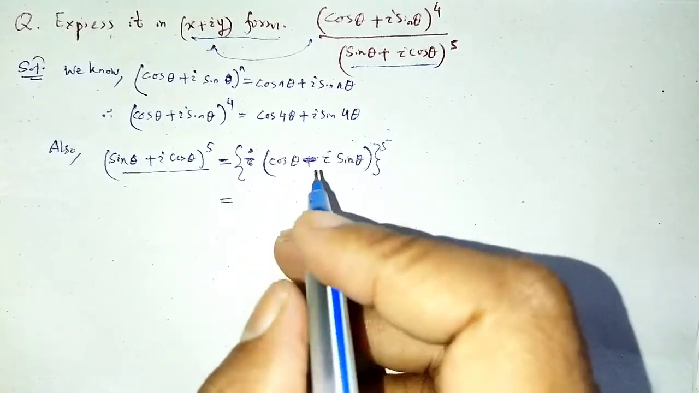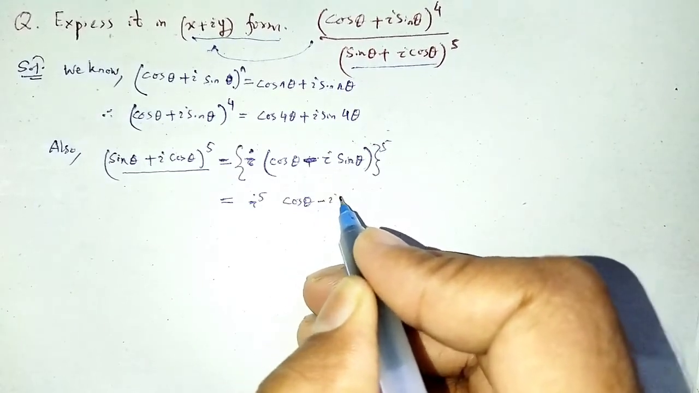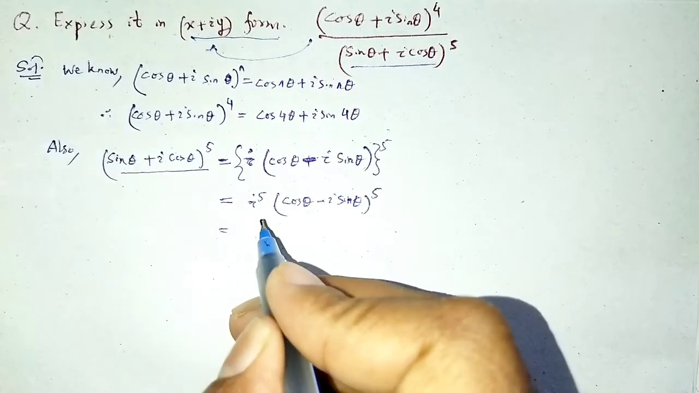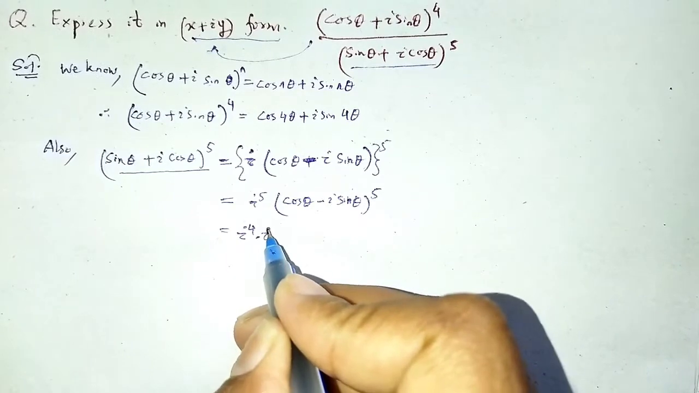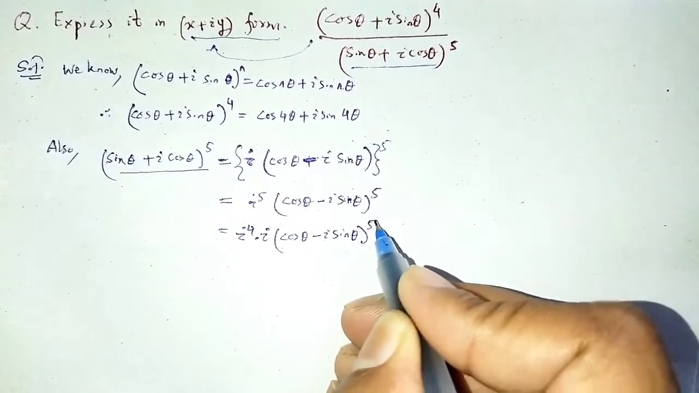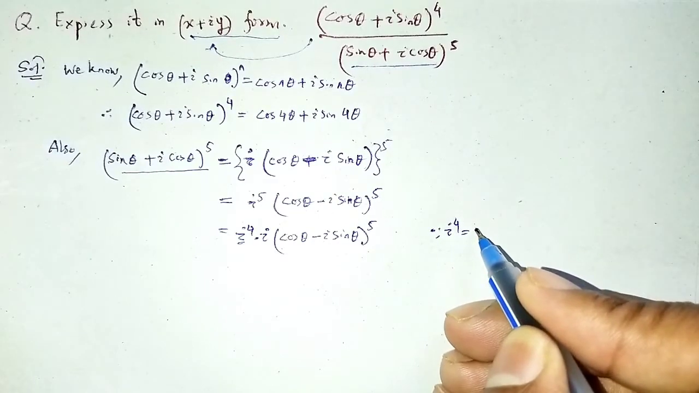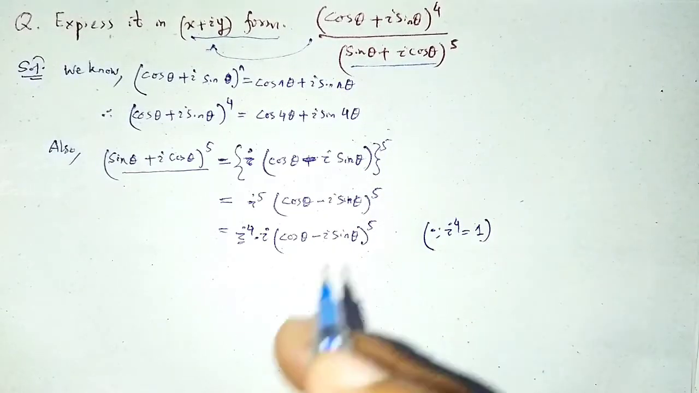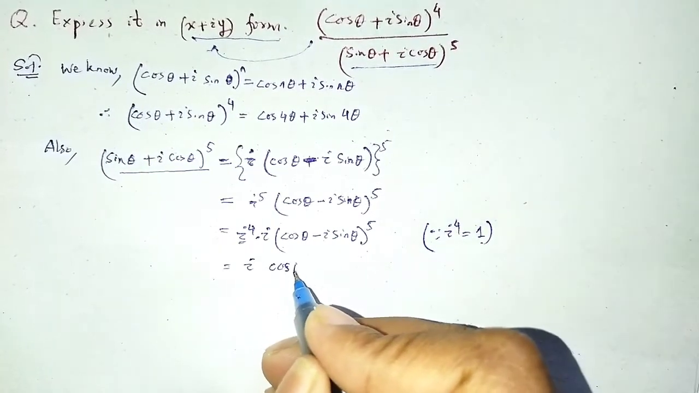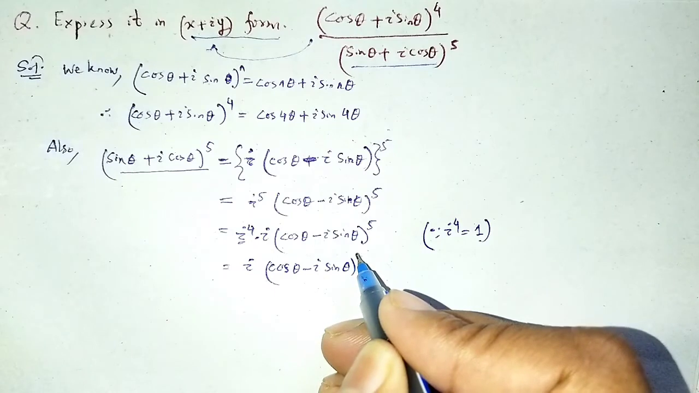Now, i to the power fifth times (cos theta minus i sin theta) to the power fifth. i to the power fifth can be written as i to the power fourth into i. We know i to the power fourth is equal to 1, since an even power of i is equal to 1. So we have i (cos theta minus i sin theta) to the power fifth.